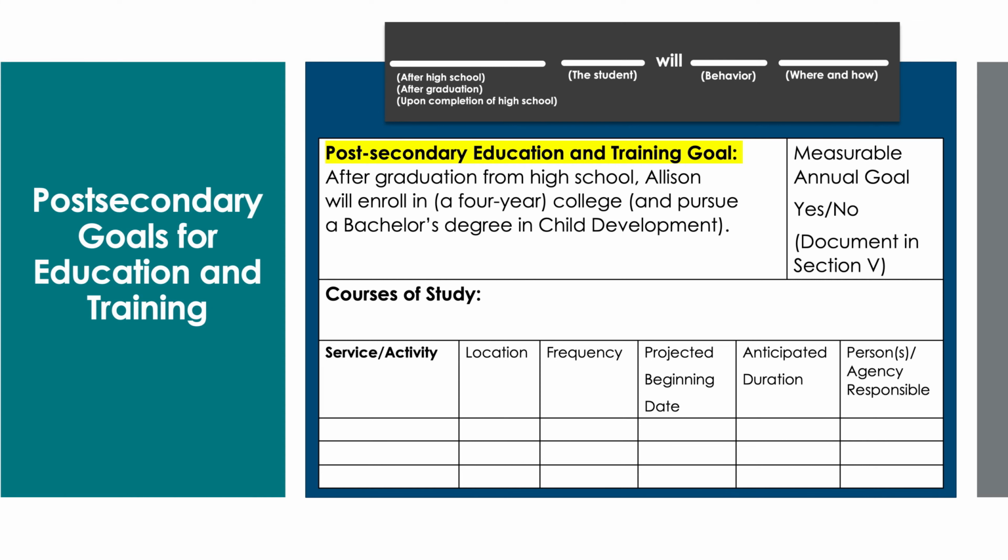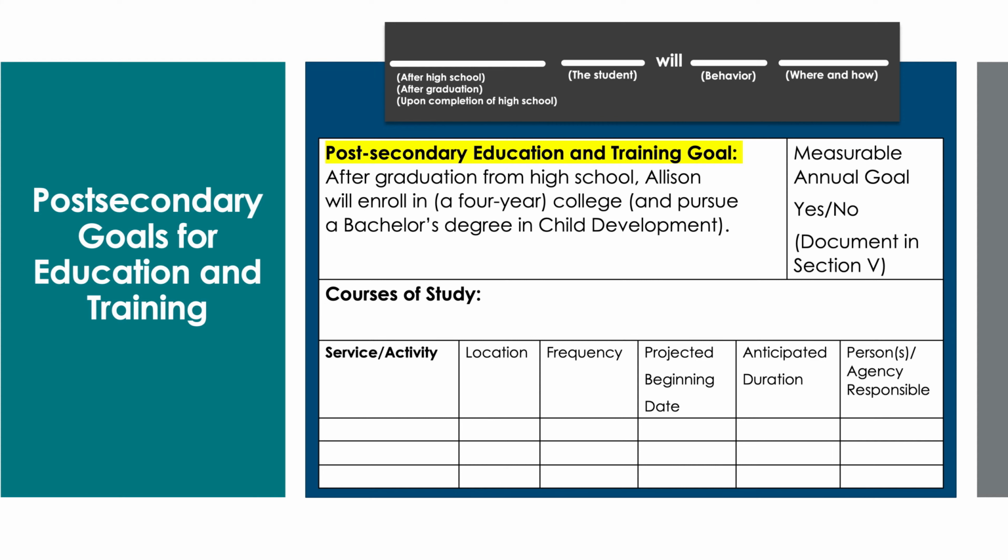So remember, we need to directly connect the goal for education and training back to assessment data from our present education levels. So our question for this area was, where and how is the student going to learn and develop skills after graduation? So here is an example goal for Allison for education and training. And this is based, again, on her interests, preferences, and strengths, right from her present education level section.